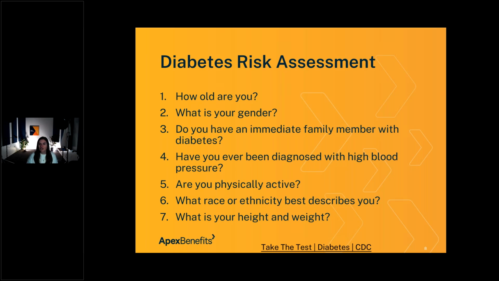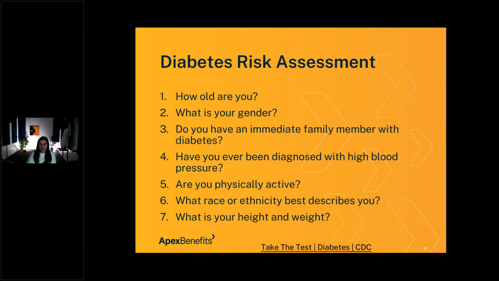Number 5, are you physically active? We know an active lifestyle is actually going to help use that glucose. We need energy to work out, so I'm using more and more glucose. That's going to lower my risk of diabetes. However, if I'm not physically active, all of that blood sugar is just going to stay in my body, right? So it increases my chance of type 2 diabetes.